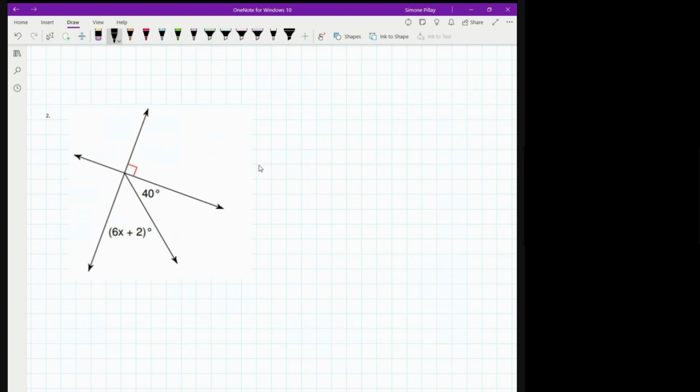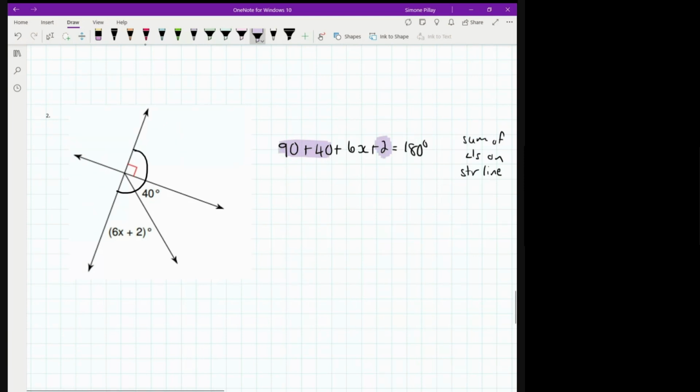Okay, let's go. So I can see one whole big straight line. So 90 plus 40 plus 6x plus 2 is equal to 180. We're using the sum of angles on a straight line. Tell me what's next. I like adding my right terms on the left hand side first and then transposing. So 90 plus 40 is 130, plus 2 is 132, plus 6x is equal to 180.